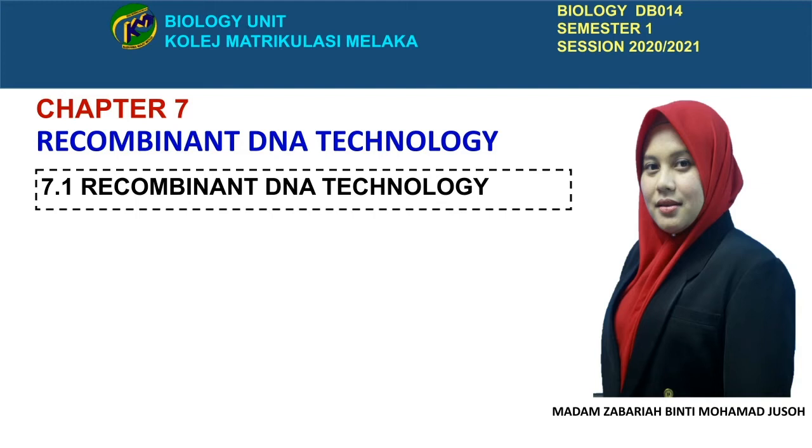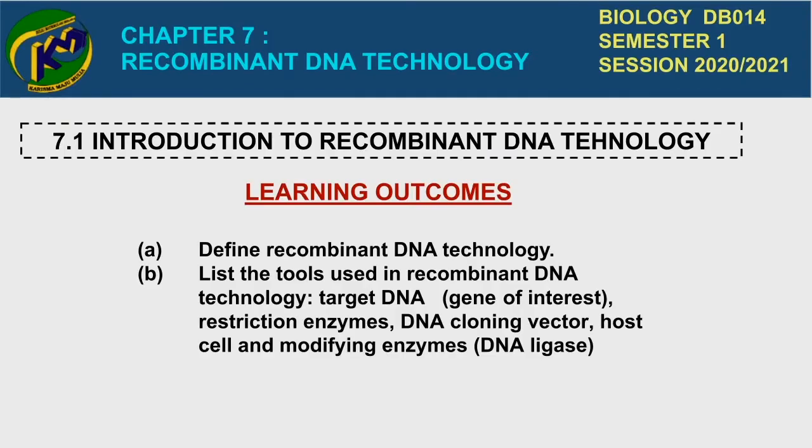I'm going to teach you biology and today we're going to learn about chapter 7, recombinant DNA technology. Introductions to recombinant DNA technology. Our learning outcomes are: define recombinant DNA technology, list the tools used in recombinant DNA technology, including the target gene, the gene of interest, restriction enzymes, DNA cloning vector, host cell, and modifying enzyme.